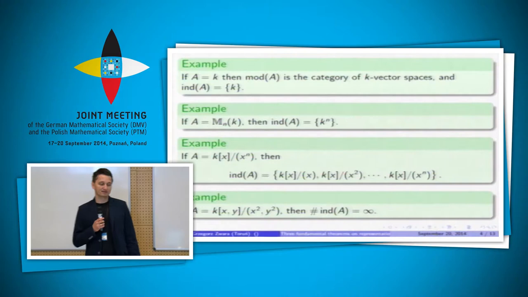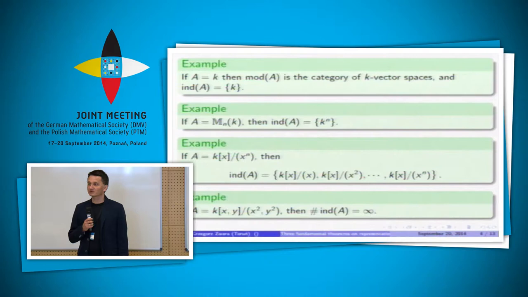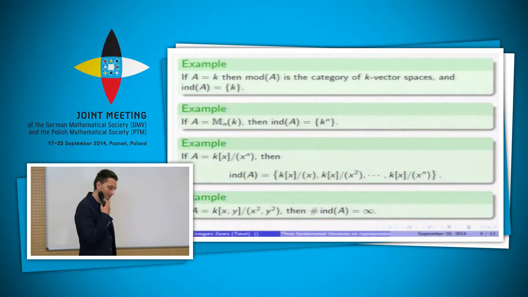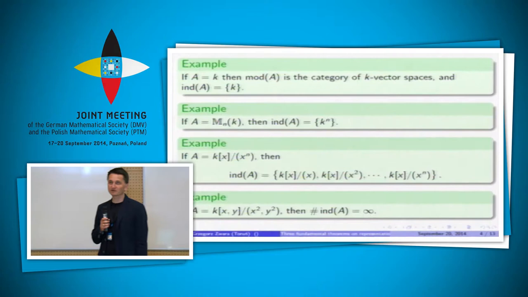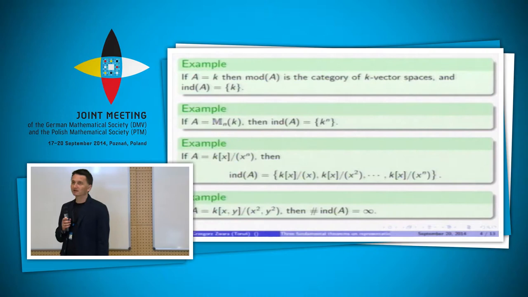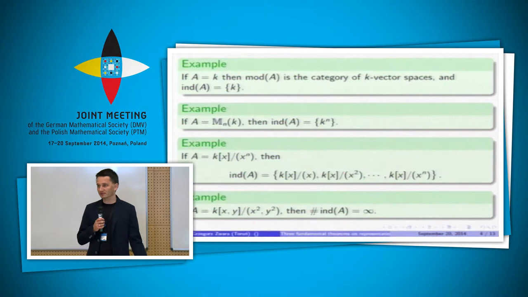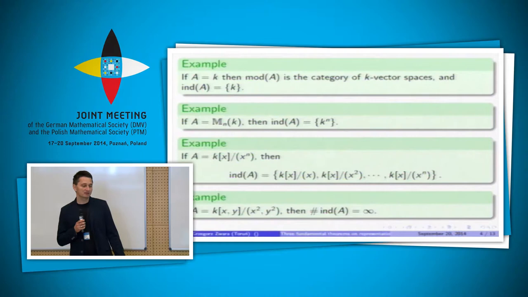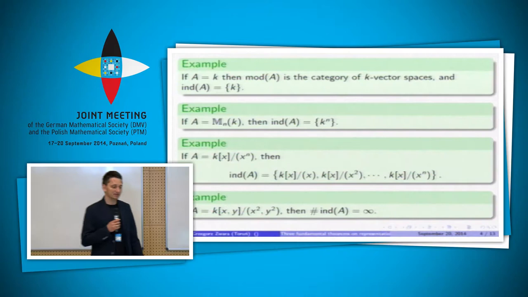Next example, polynomial algebra in two variables, k[x,y], divided by x squared, y squared. And here the situation is that we have infinitely many isomorphism classes of indecomposable objects. In this particular example, we understand very well how they look, but these form some discrete series, some series dependent on one scalar, and very similar algebras we will consider soon.